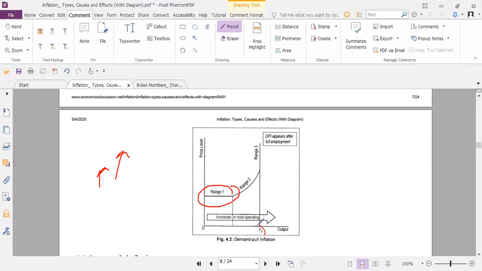Full employment is at this output level, at this production level, full employment in economy. So everyone is employed in economy. But below this is all less than full employment situation, right?